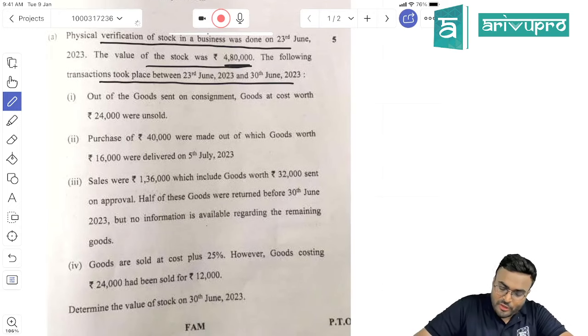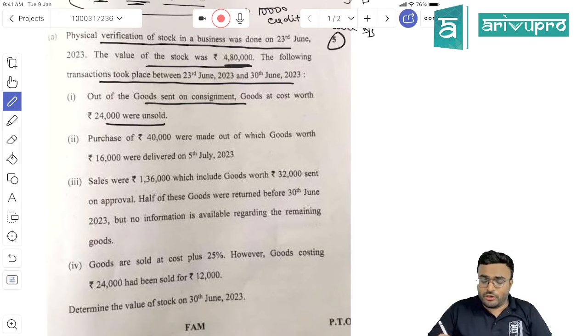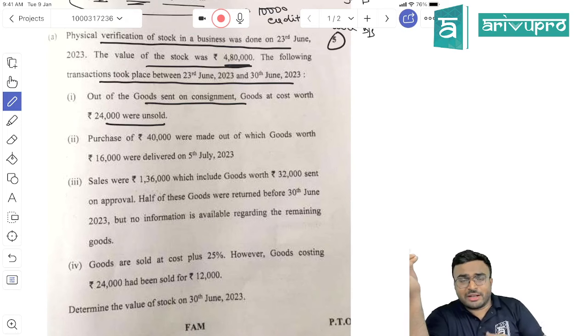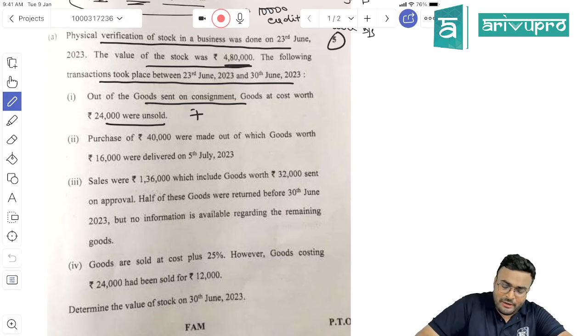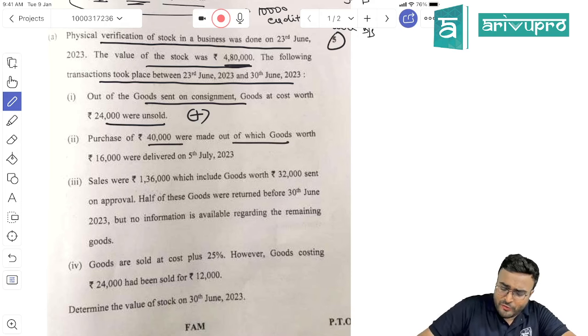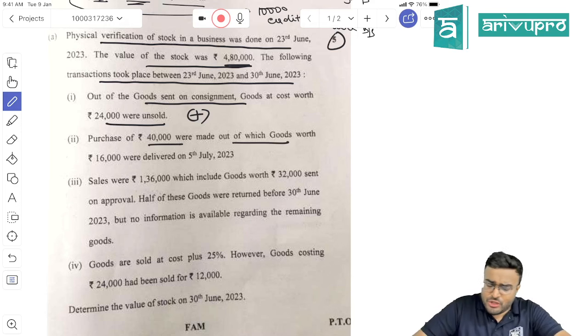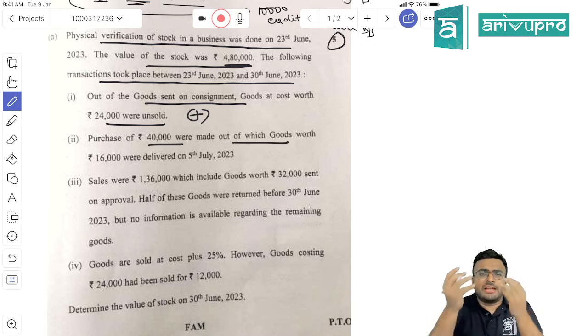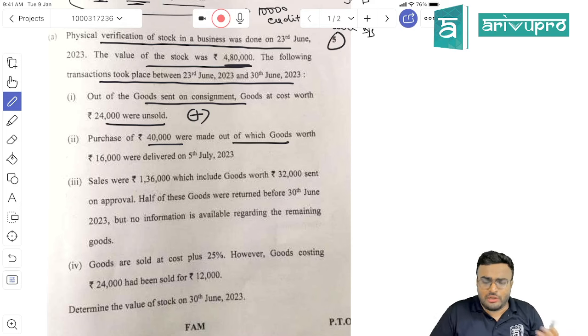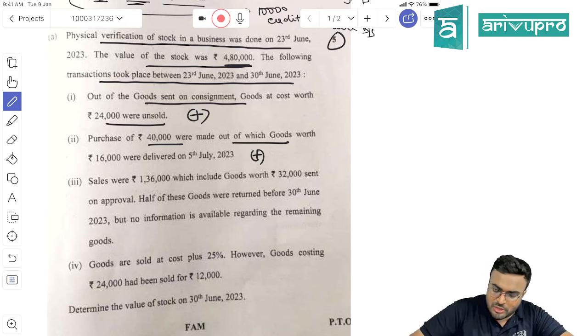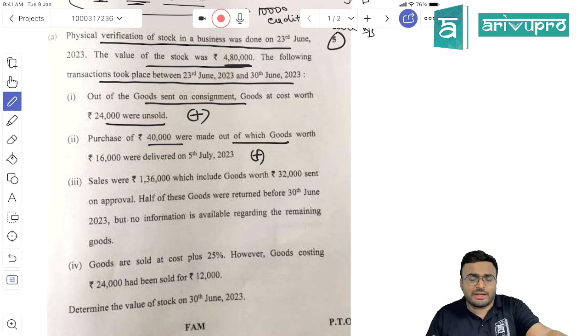Okay, purchase of 40,000, so this will also be taken as stock only. Goods are sent on consignment, but it belongs to us, it will be added, it will be taken as stock. Purchase of 40,000 were made, out of which goods worth rupees 16,000 were delivered later. So out of 40,000, what is delivered, what is not delivered, everything is my stock only. So it will be taken as stock. This will also be added. Well, stock, goods which are in transit, goods which are received, everything will be taken as stock.